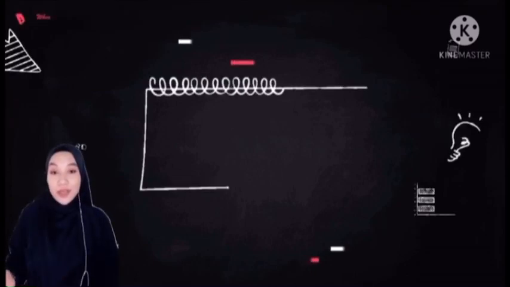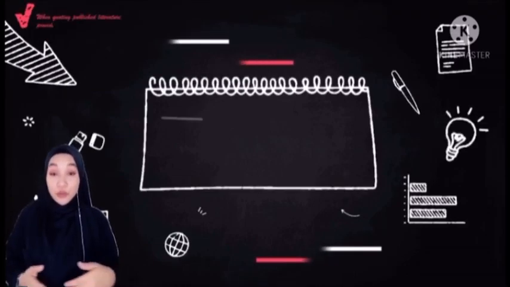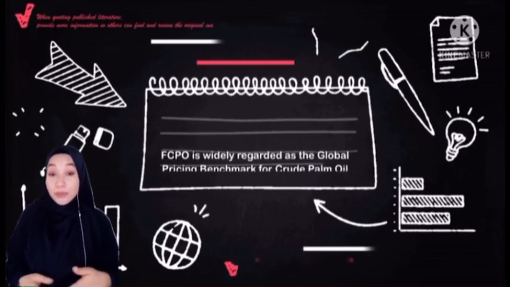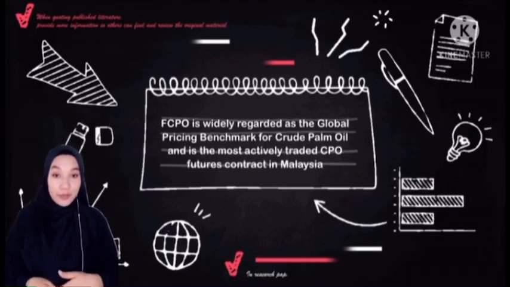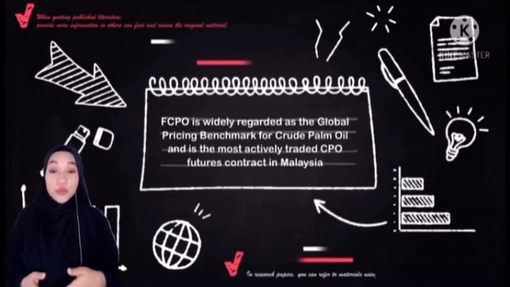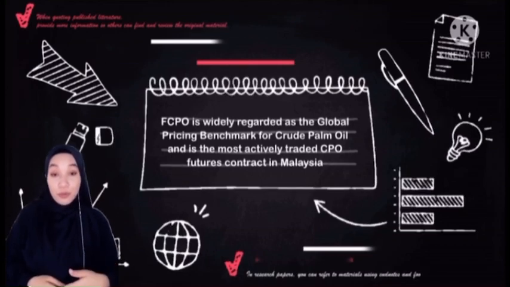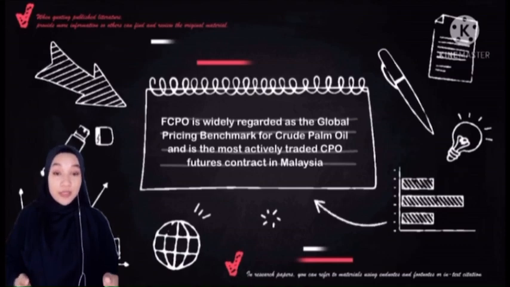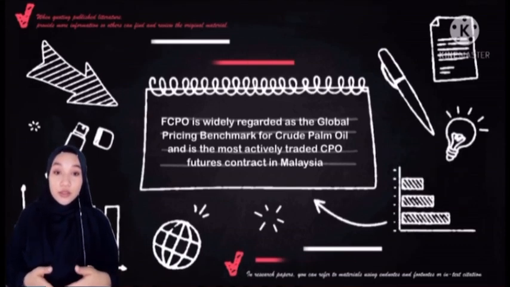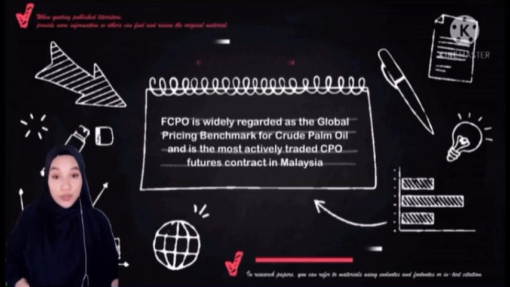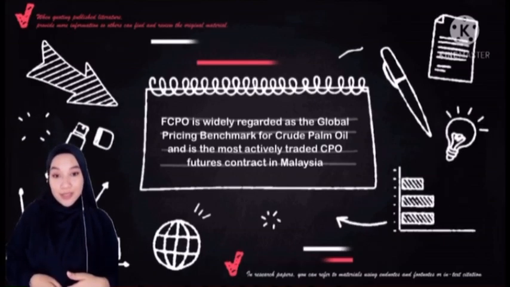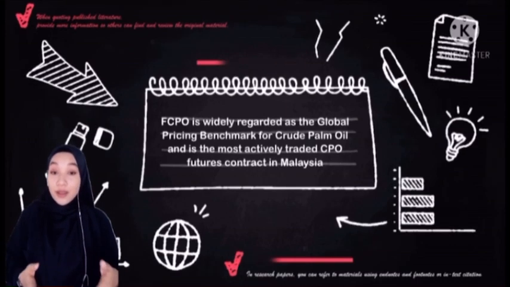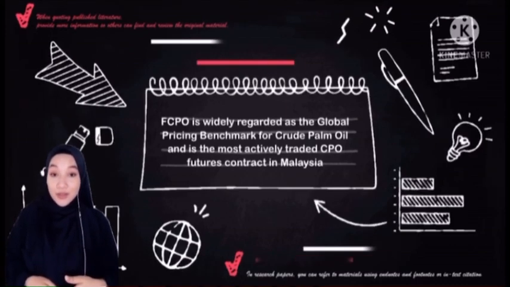FCPO is widely regarded as the global pricing benchmark for crude palm oil and is the most actively traded CPO futures contract in Malaysia. In addition, the Palm Oil Trading Group considers FCPO to be the most price sensitive. To attract more traders and stimulate the market, Bursa Malaysia Derivatives expanded trading hours and the contract length of FCPO to increase market liquidity and trading volume. As a result, traders will try to learn more about this market when looking for another investment option. I think that's all for me. Thank you.